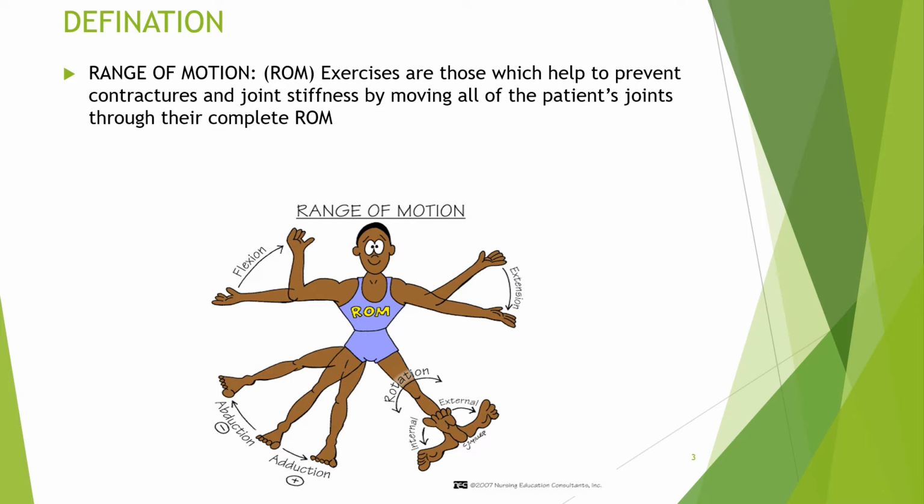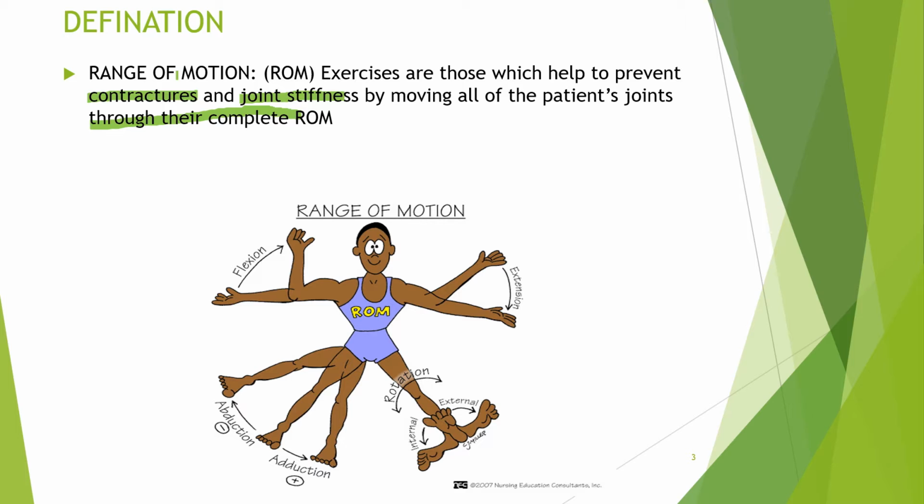In the definition, you see the ROM exercises are those which help to prevent contracture and joint stiffness by moving all the patient's joints throughout their complete range of motion. So this range of motion prevents contracture.